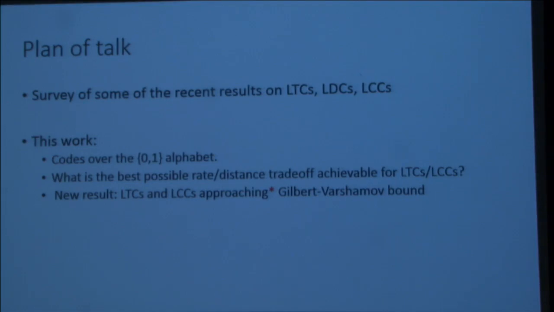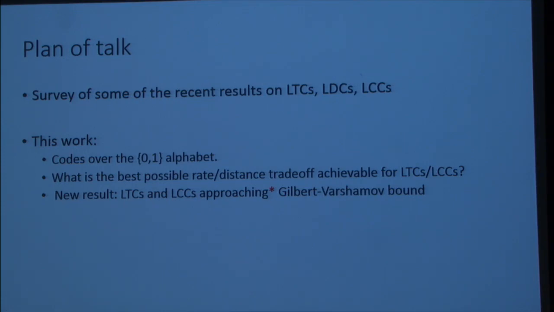So the plan of the talk is, I'll first survey some of these recent results on locally testable codes and correctable codes. And I didn't define what locally decodable codes are. They're a close variation of locally correctable codes. They're a weaker notion than locally correctable codes, at least when the underlying code is linear. And you are asked to recover only the message symbols instead of the true code word symbols. But let me not say too much about that.